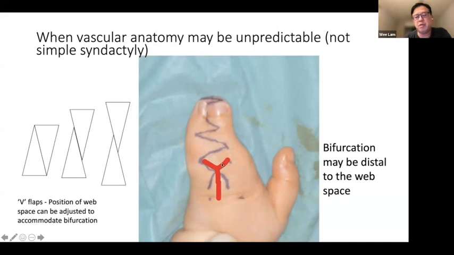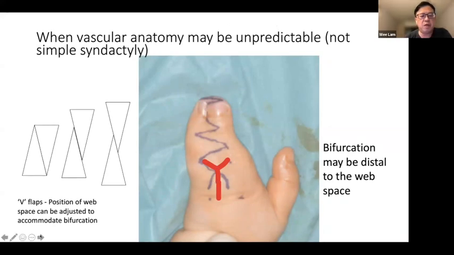You can do microvascular repair, like what Jin Shen has described. But generally, I think it's important to have some flexibility. So I will use the combined dorsal and palmar V flaps because I can adjust the position of the web space to accommodate the bifurcation to make it more distal.